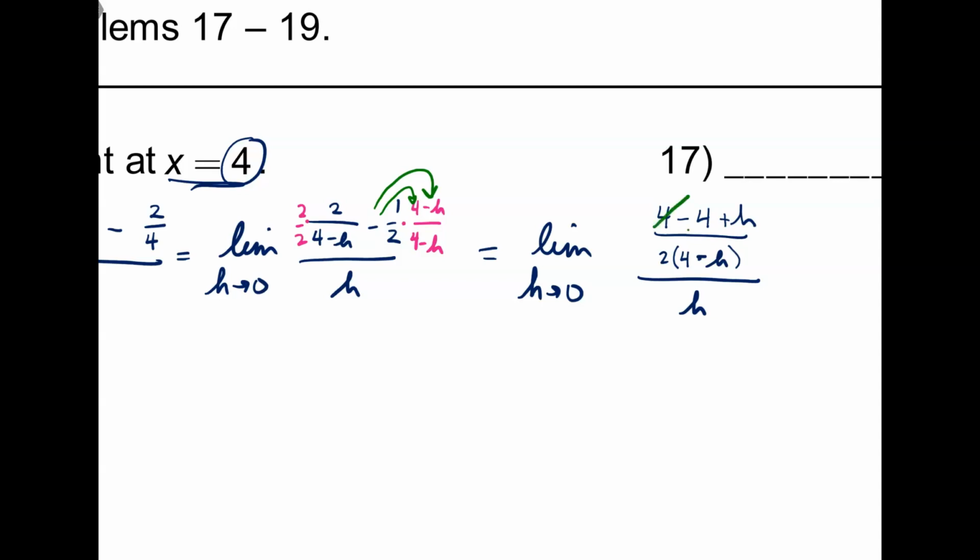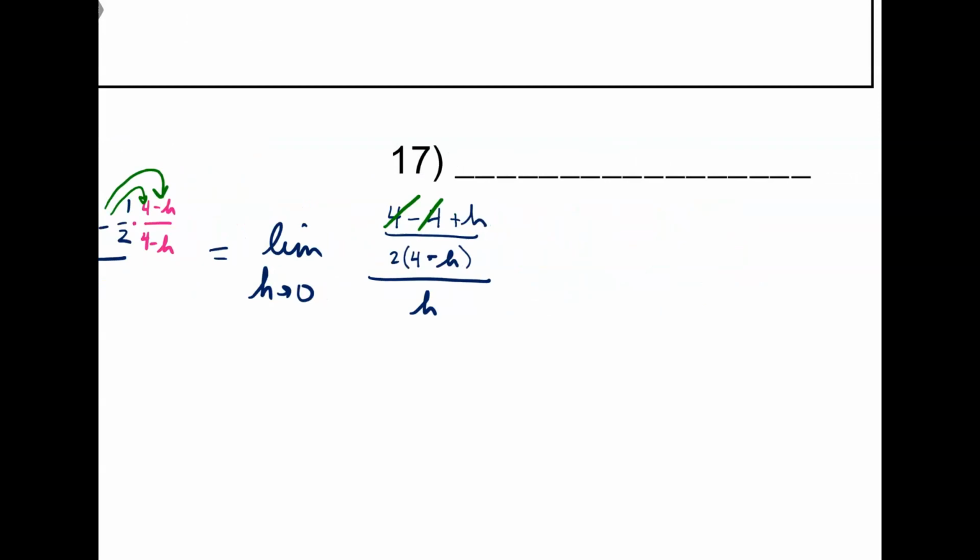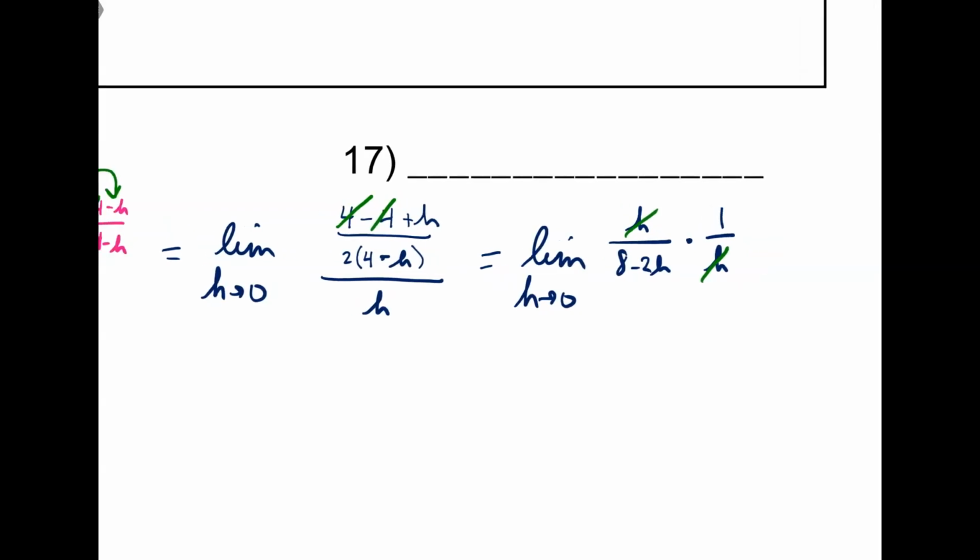So I see the 4 minus 4 goes away. So I have h over 8 minus 2h. Instead of dividing by h, I'll multiply by the reciprocal, 1 over h. No surprise there, as what happens normally, our h cancels out. Wunderbar. Awesome. What about the h on the bottom? Instead of dividing by this h, I multiplied by its reciprocal, 1 over h. Cool. Okay, so we are almost there.